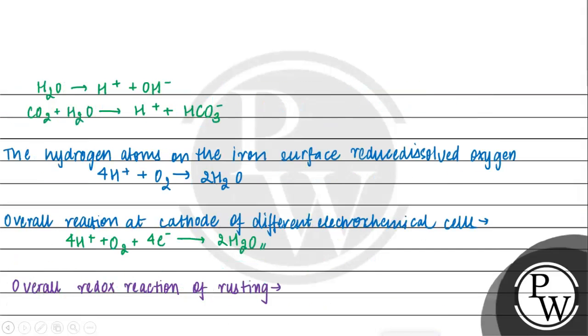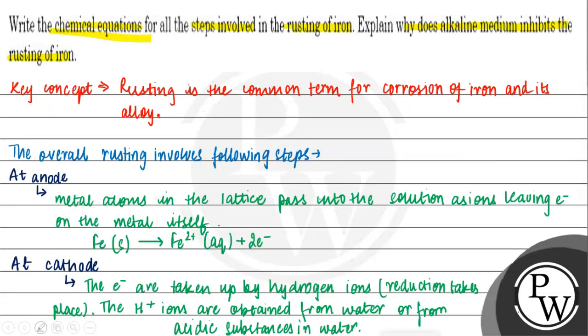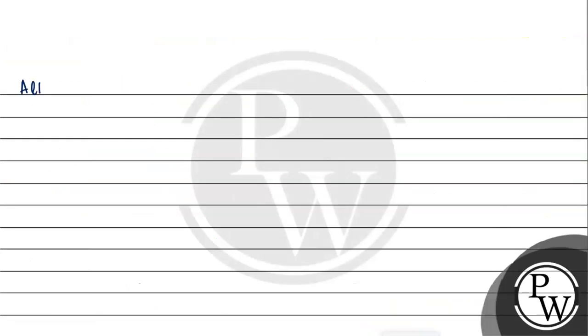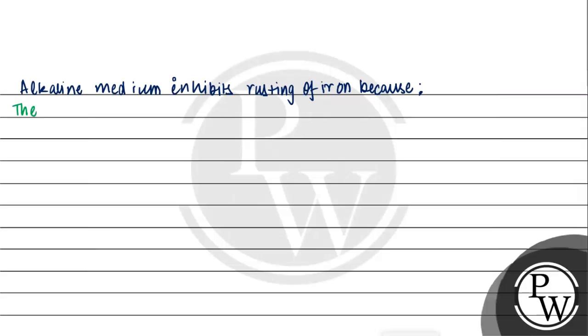हमारा सवाल एक बार फिर पढ़ लेते हैं. Why does alkaline medium inhibit rusting of iron? Alkaline medium inhibits rusting of iron because, let me explain it to you. Reaction हमने अभी अभी देखा.